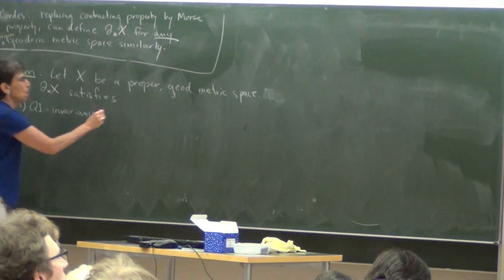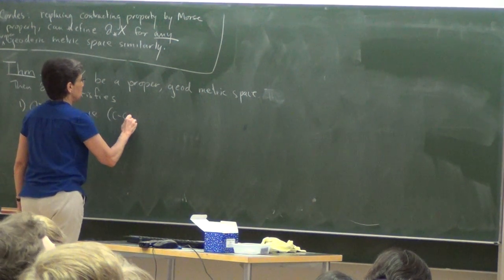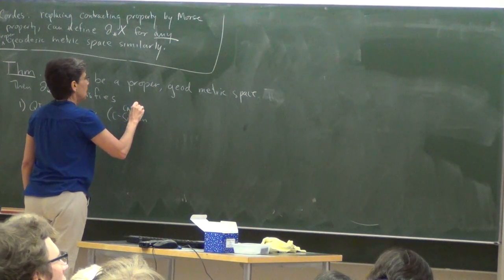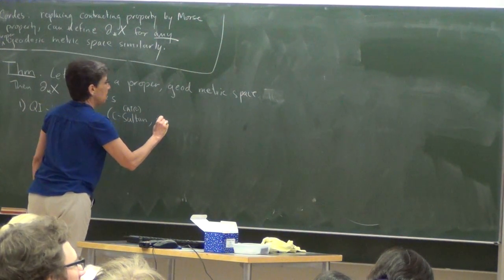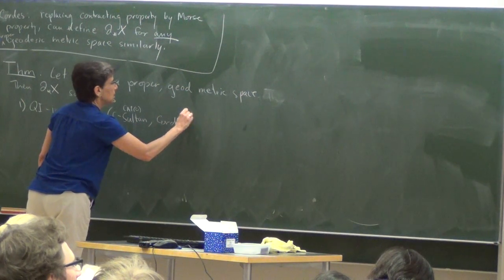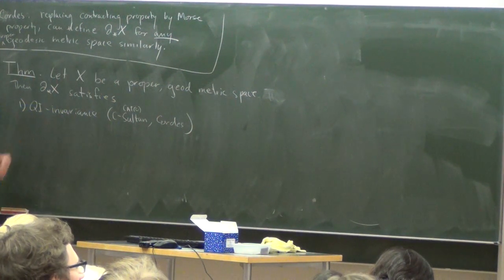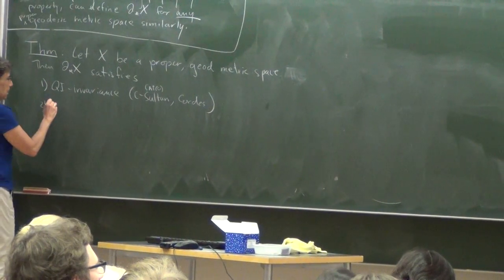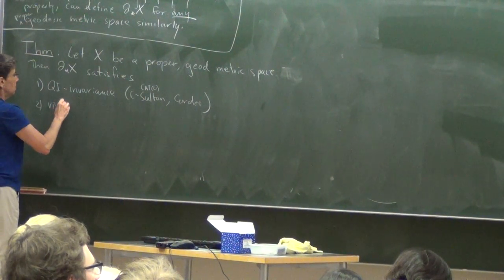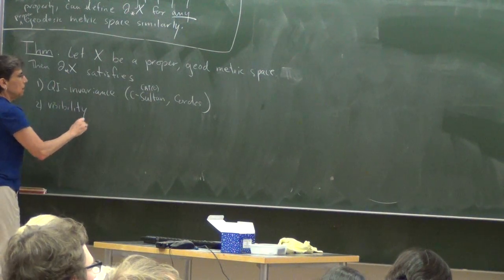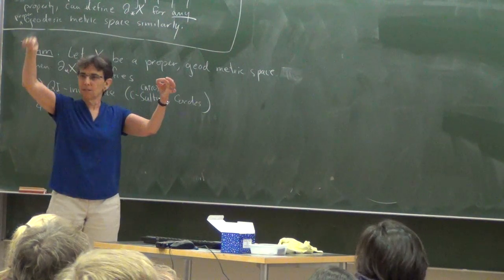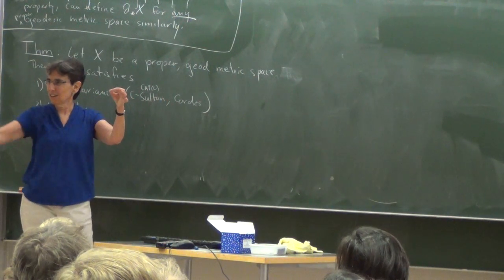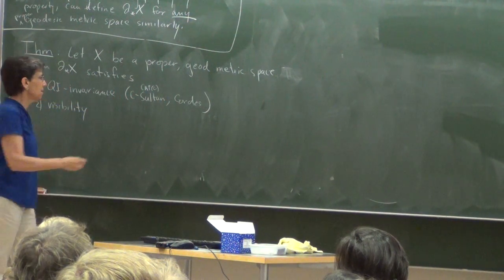This was proved with myself and Sultan for the CAT(0) case and generalized by Matt to the more general setting. Okay. So two, visibility. Given any two points on the Morse boundary, there exists a bi-infinite Morse geodesic that connects one to the other. Okay, that works.